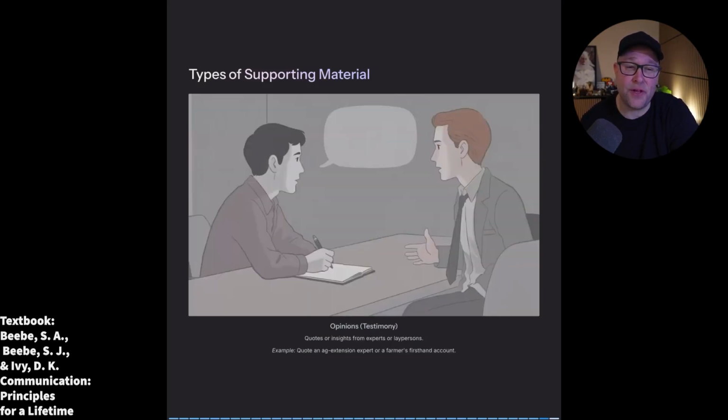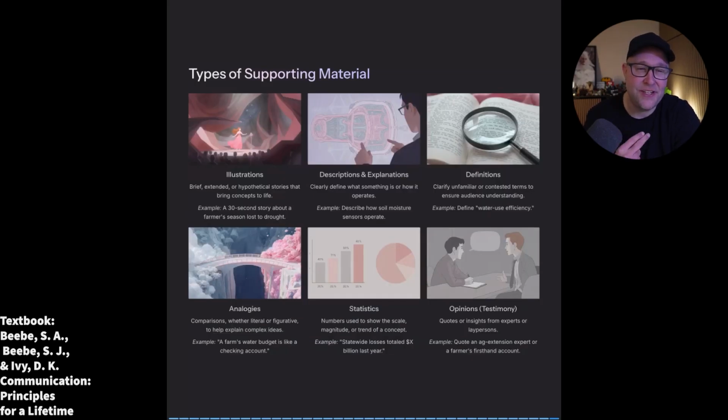Opinions or testimony are quotes or insights from experts or laypersons. For example, you might quote an ag extension expert or a farmer's first-hand account. So we have illustrations, descriptions and explanations, definitions, analogies, statistics, and opinions or testimony as types of supporting material.